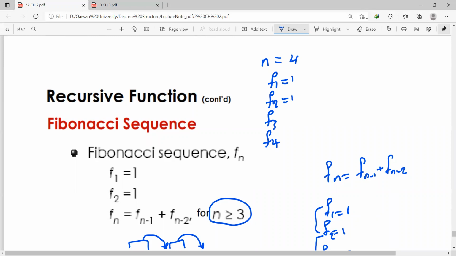How about the third term? The third term is the sum of the 2 previous terms. 1 plus 1 is 2. And the fourth term is the sum of the third term and the second term. That means it is 3. That's all. We just find these. How about if n is 6? We're going to find F5 and F6. What's F5? It is 5, the sum of these two. And then F6 is 3 plus 5, which is 8.